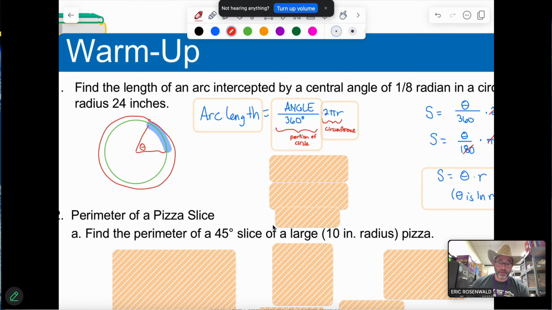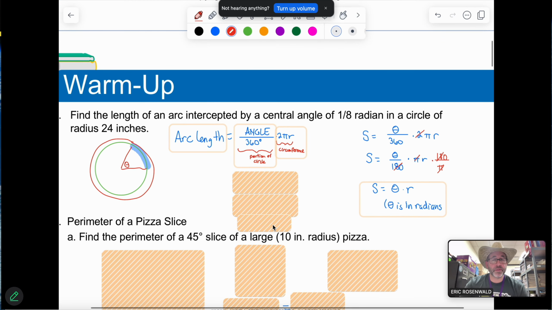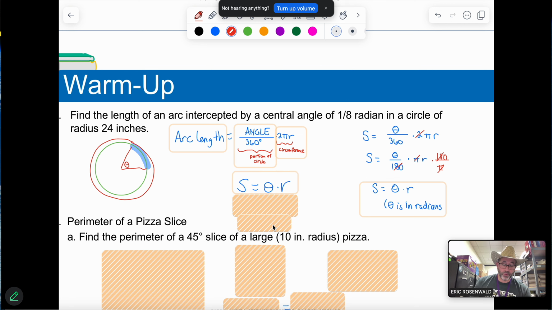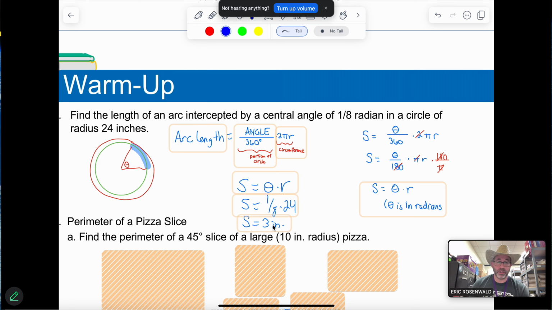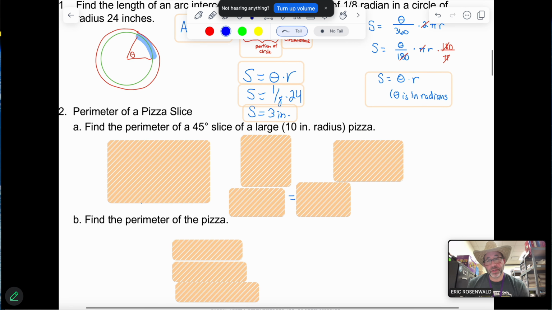So how do we use that for a problem like this? Well, it says find the length of an arc that is intercepted by a central angle of 1/8 radians in a circle of radius 24 inches. Well, the formula is S equals theta times r. Again, theta is your angle in radians, which in this problem we've already got. And then the radius is 24. So we're just going to go 1/8 times 24, which means my arc length is just going to equal 3 inches.